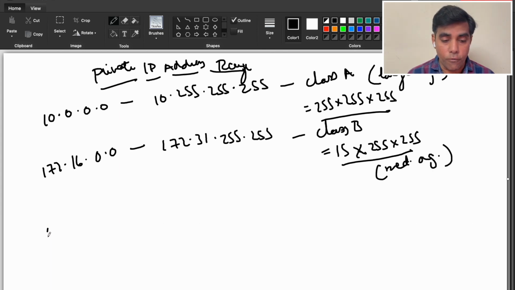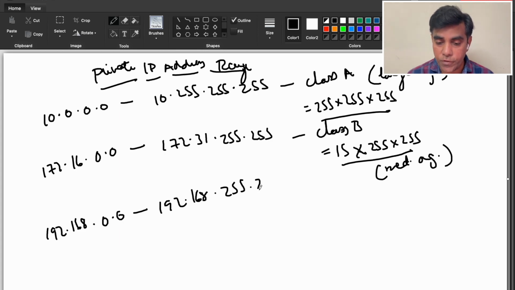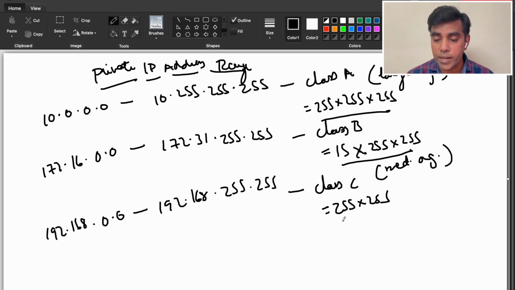Similarly, 192.168, as in the earlier case we have taken the example, right? Starting with 192.168.0.0 to 192.168.255.255. This is called Class C, right? They can accommodate how many computers? 255 into 255. This is for small organizations or home computers. So you can have this particular Class C range.